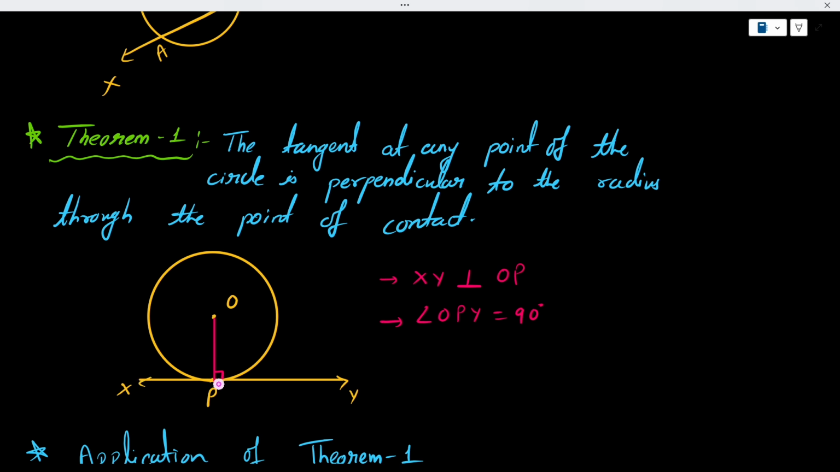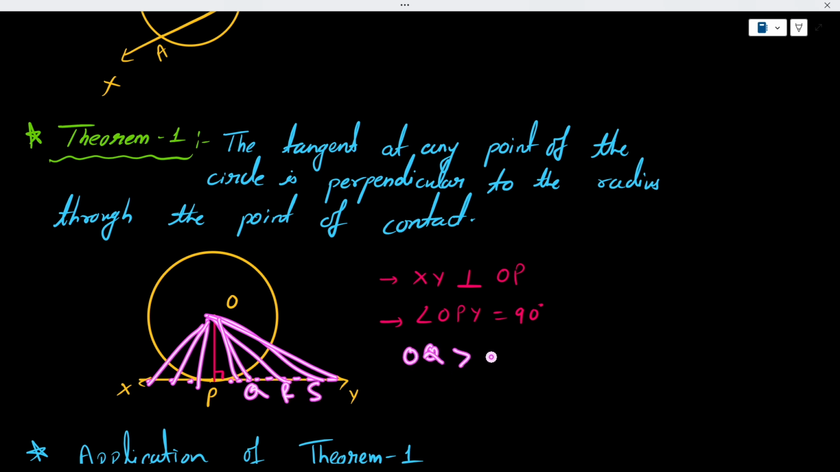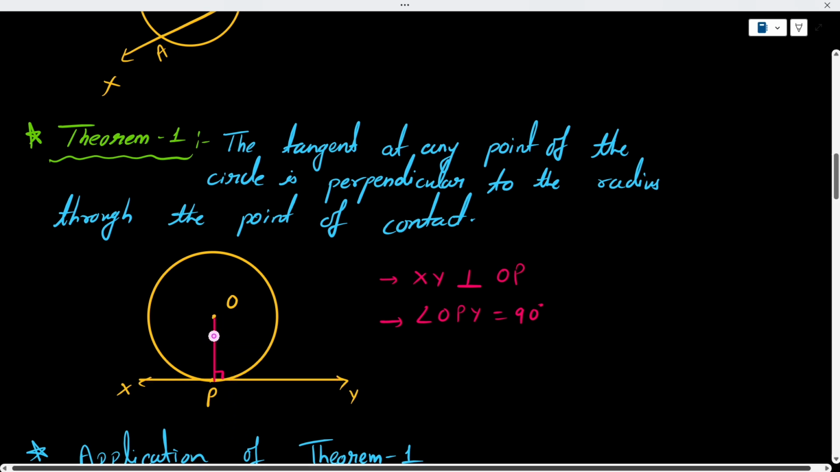How can we prove it here? Take any point on this line, right? Because it is a tangent, if I take Q or R or S, all these lengths from the center, OQ will be greater than OP, OR is going to be greater than OP, similarly OS is going to be greater than OP. So you can see that the shortest distance is the perpendicular distance, so XY is going to be perpendicular to the radius OP.